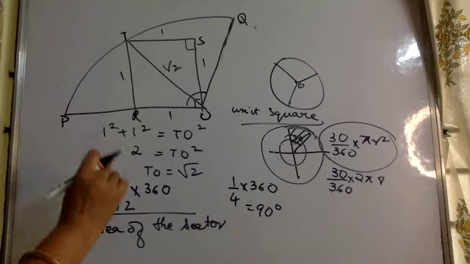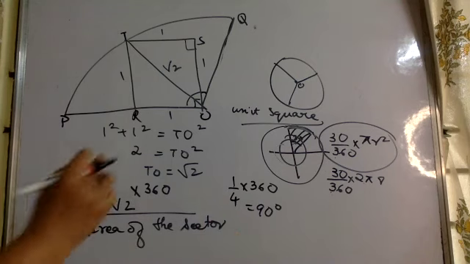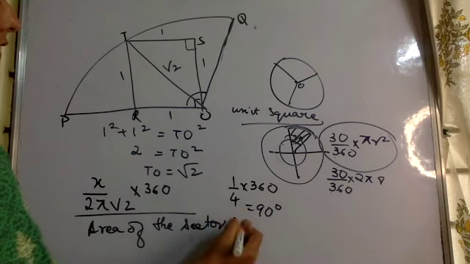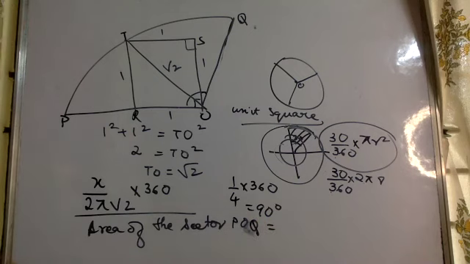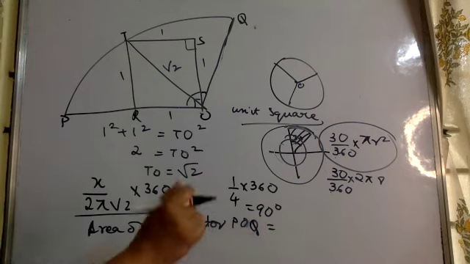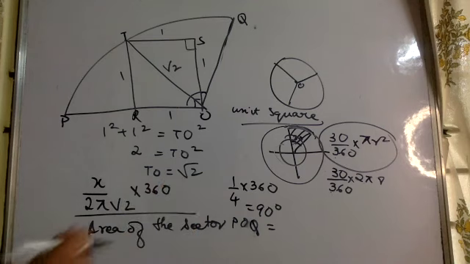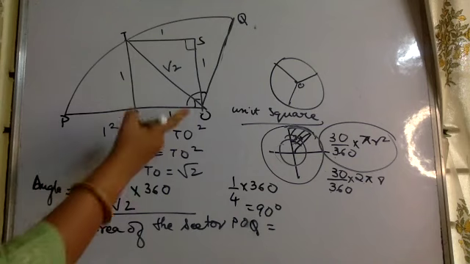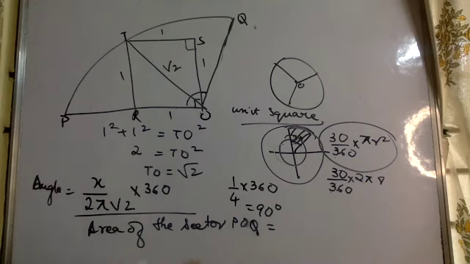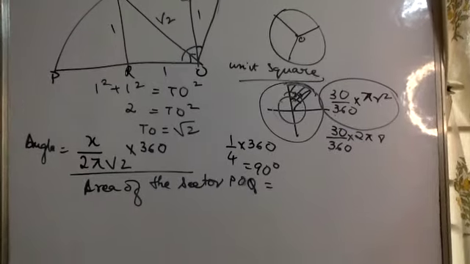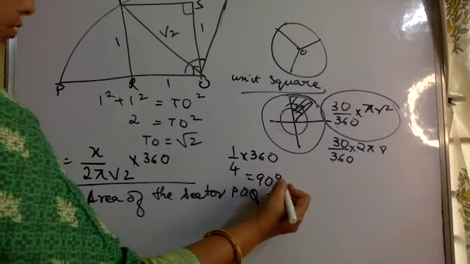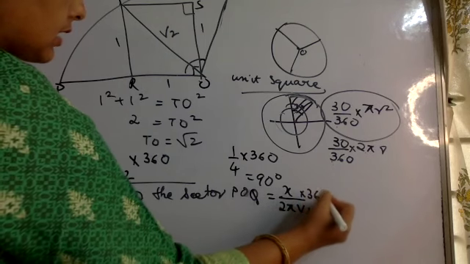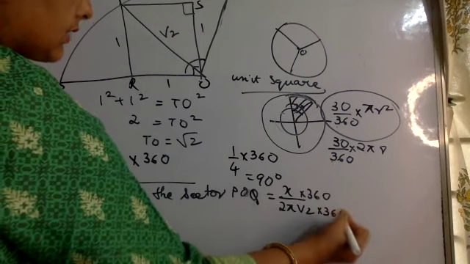Area of the sector, what's the name? POQ, right? POQ. How do I find it? Area of the sector POQ. This is the angle of the sector, isn't it? This angle on the 360 degrees. So I can write it like this: x 2 pi root 2 into 360 on 360, the 360 will come here.